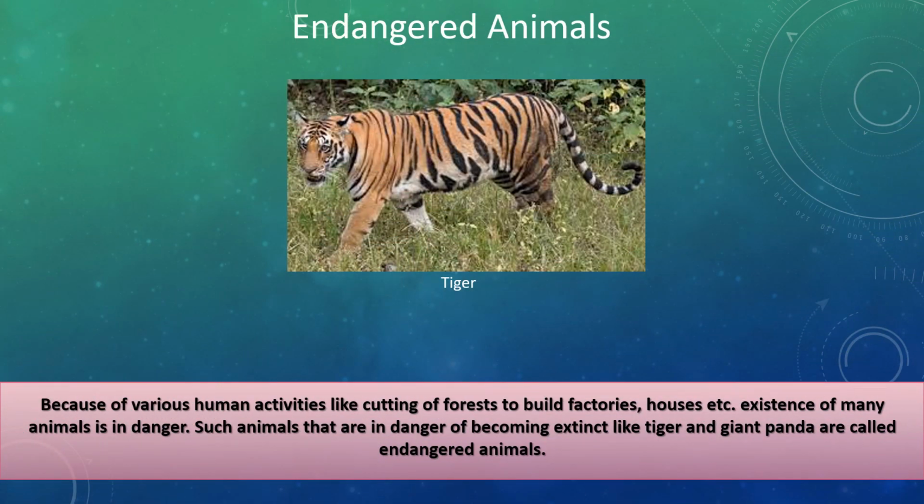Next, endangered animals. Because of various human activities like cutting of forests to build factories, houses, etc., existence of many animals is in danger. Such animals that are in danger of becoming extinct like tiger and giant panda are called endangered animals.